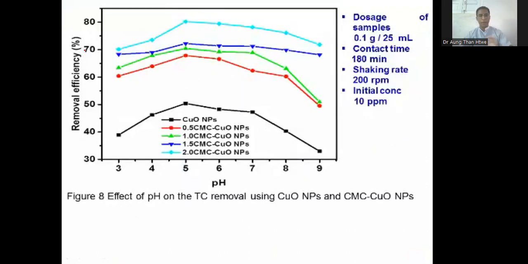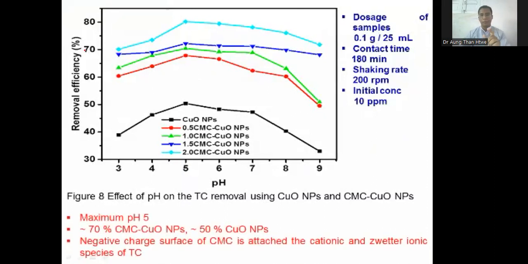This figure shows the effect of pH on the DC removal using CuO nanoparticle and CMC-CuO nanoparticle. It can be seen that the optimal pH chosen is 5. At pH 5, the removal percent of tetracycline for CMC-CuO is about 70%, whereas it is 50% for CuO nanoparticle. This is because the negative charge surface of CMC attaches to the cation and ion species of DC.